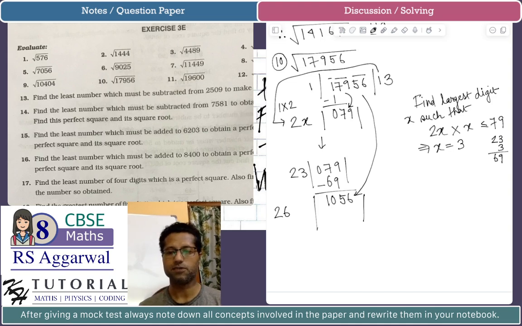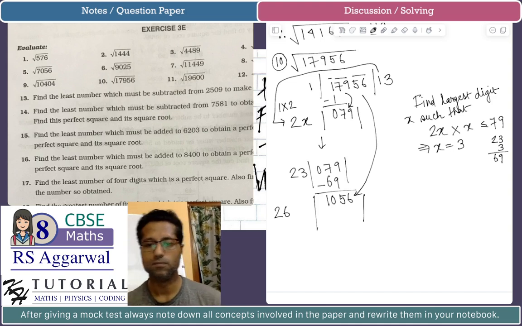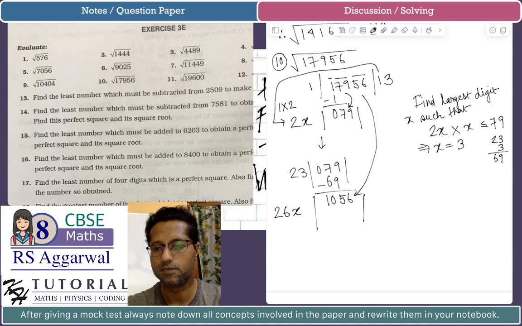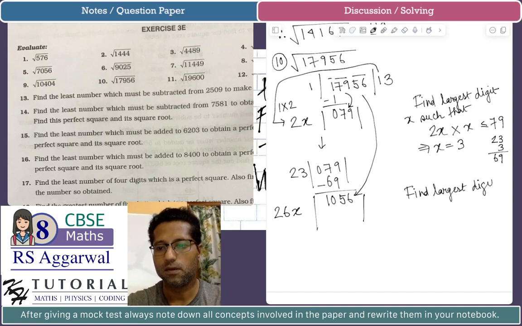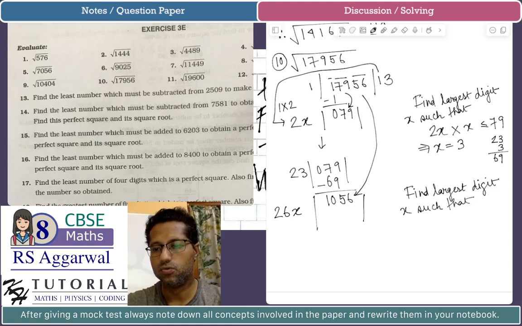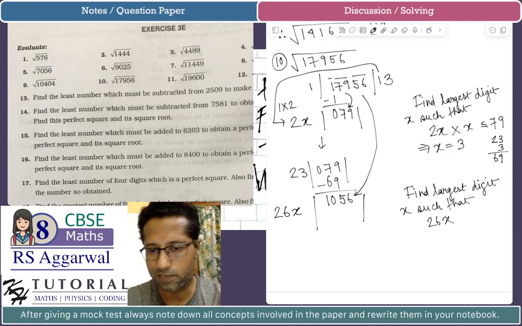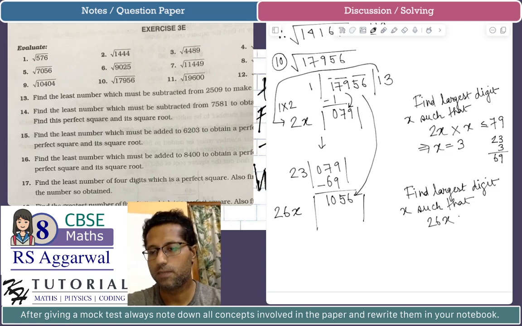How do we get 26? The current quotient is 13 multiplied by 2, so 26. Now we will have to find again a digit x over here, such that we find the largest digit x such that 26x, that is the three-digit number, multiplied by the digit x is less than or equal to 1056.